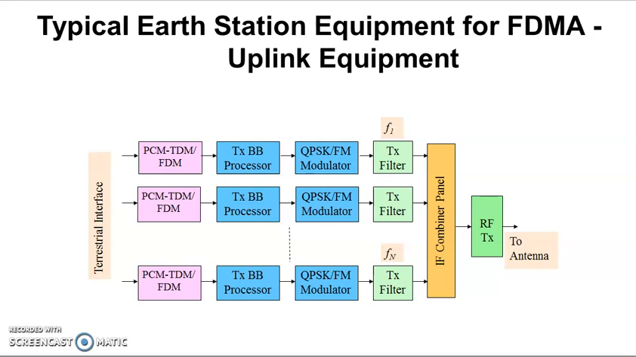It has the multiplex equipment. We have baseband processing equipment. Then we have a modulator, then a frequency translator, and we require a filter for the output. If it is analog, we can use an FDM multiplexer with an FM modulator, and for the digital we use a TDM multiplexer and a QPSK modulator there.